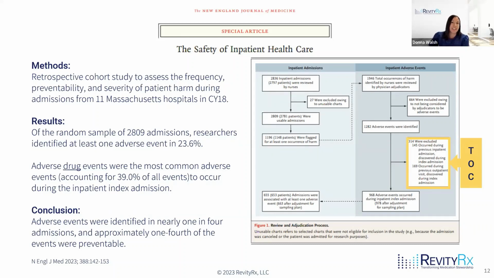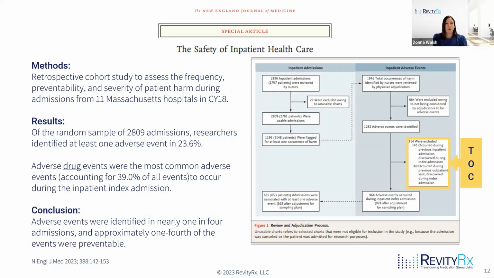So while this study assessed all potential adverse events, they identified that nearly one adverse event occurs in every 4 admissions. Specifically, my attention was drawn to the statistic that of the adverse events, adverse drug events were the most common, accounting for 39% of all adverse events during the index admission.